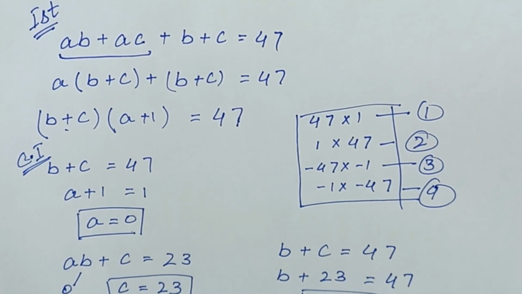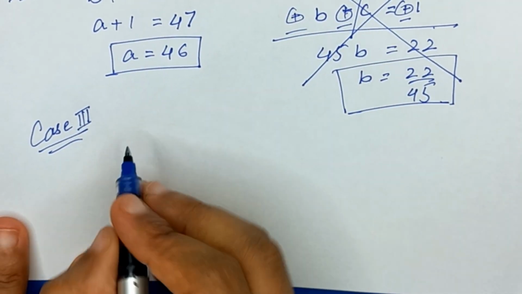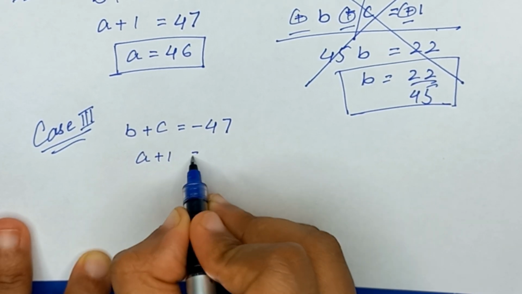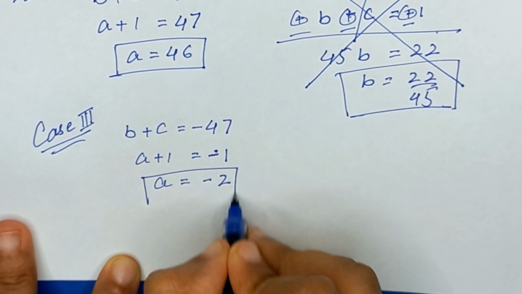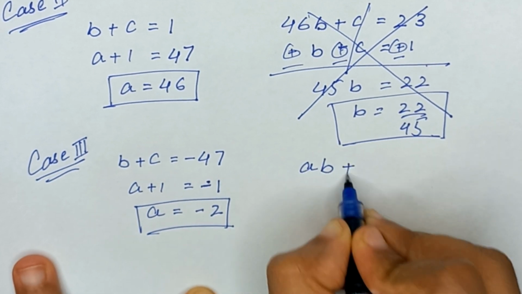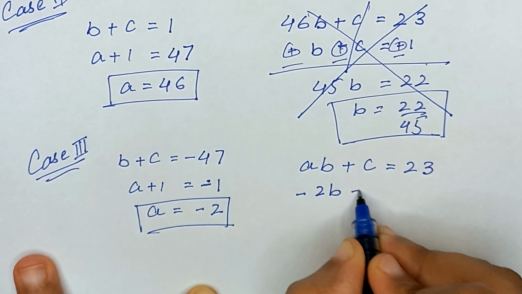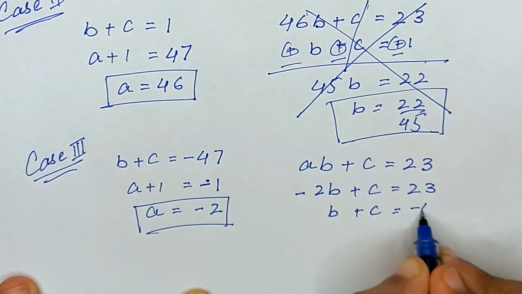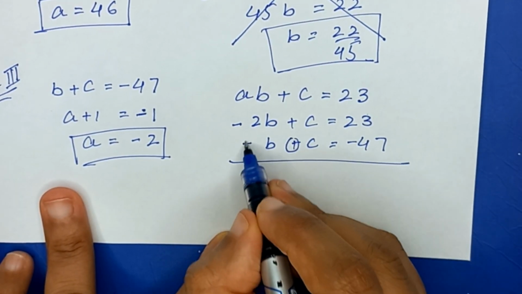In case 3, we have B plus C is equal to negative 47 and A plus 1 is equal to negative 1. So in this case, we have A is equal to negative 2. When I substitute this A equal to negative 2 in the first equation, which is AB plus C is equal to 23, it will be negative 2B plus C is equal to 23, and the other equation is B plus C is equal to negative 47.